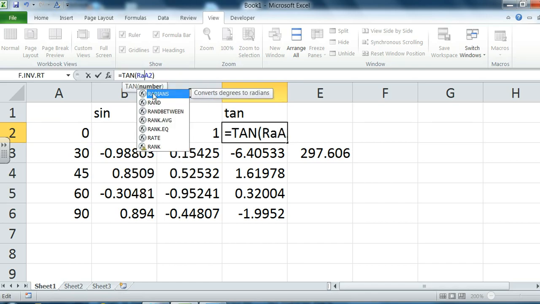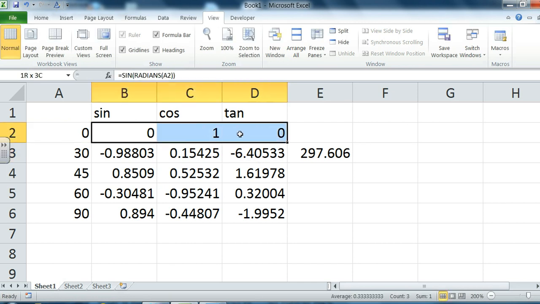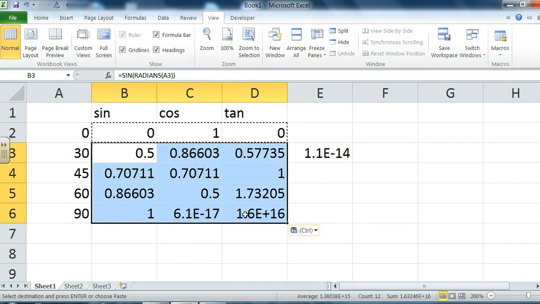R-A, there they are, and then I'm going to copy and paste, and oh, now our error is 1.1 times 10 to the minus 11th when I only have 10 significant digits. That's pretty good.